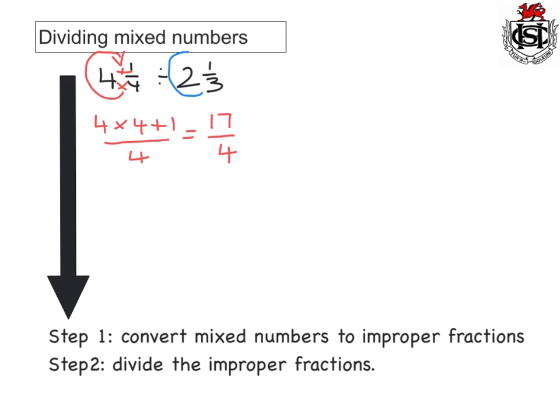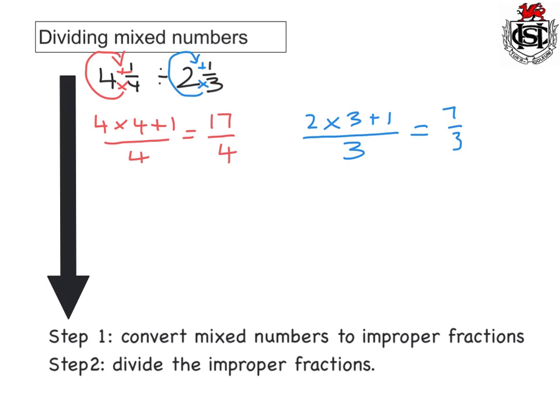So let's turn the 2 1/3 into an improper fraction. The numerator is 2 times 3, add 1. The denominator is still 3. 2 times 3 is 6, add the 1 is 7. And the denominator is 3, so 7/3.